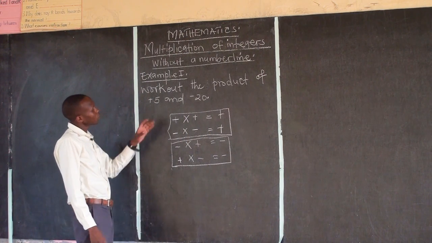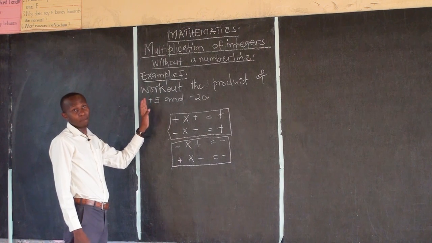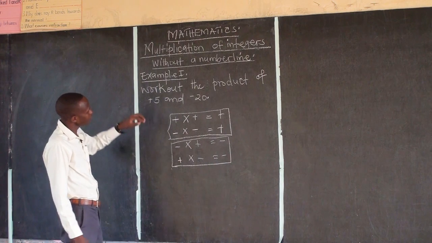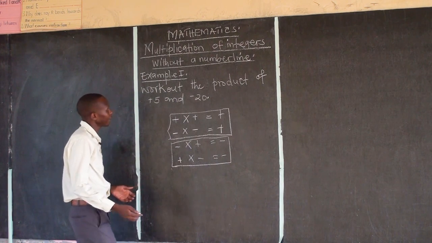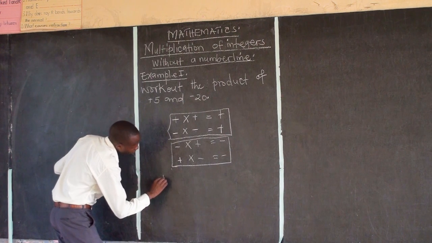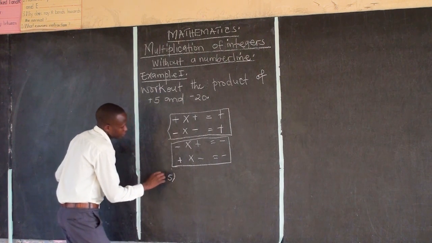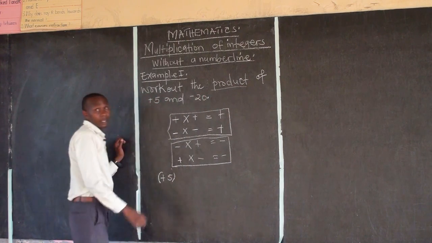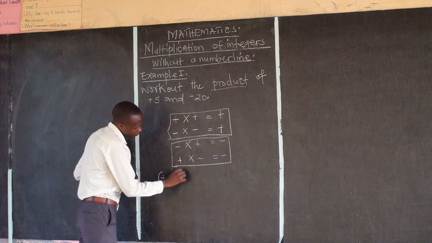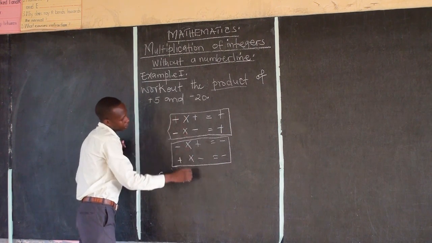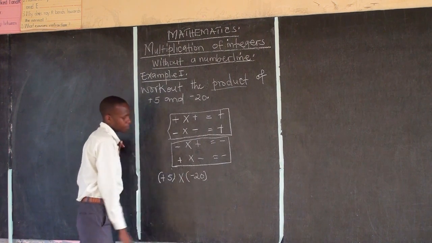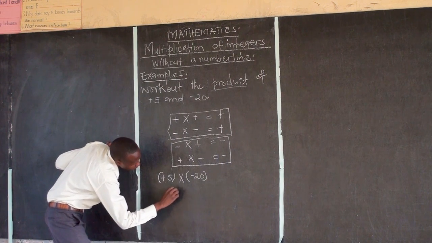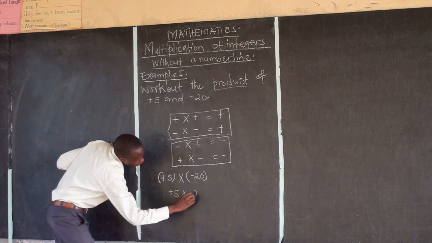So let's look at this. When we look at our numbers, we have a positive integer times a negative integer, and this lies somewhere here. When they say product, we mean multiplying. So we shall say positive 5, this is the first integer. The word product means multiplying, so we shall say positive 5 times, then the second integer will be negative 20. This is the same as saying positive 5 times negative 20.